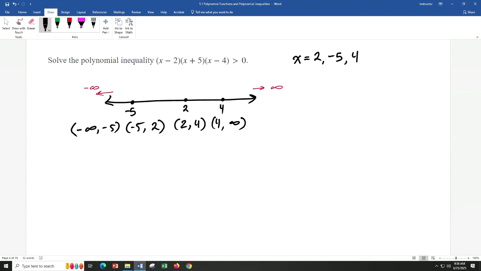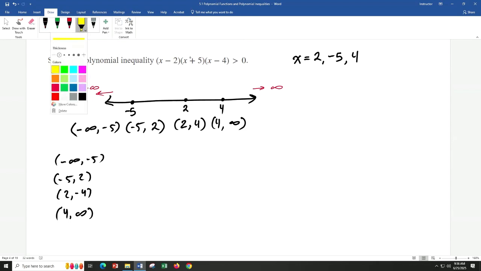Watch. Come down here. Like I said, the math is going to get not messy, just tedious. I'm going to write down all my intervals. I've got negative infinity to -5, -5 to 2, 2 to 4, and then I've got 4 to infinity. They also gave me a polynomial right here. Let me change it back to yellow. Right here. Can we all agree?